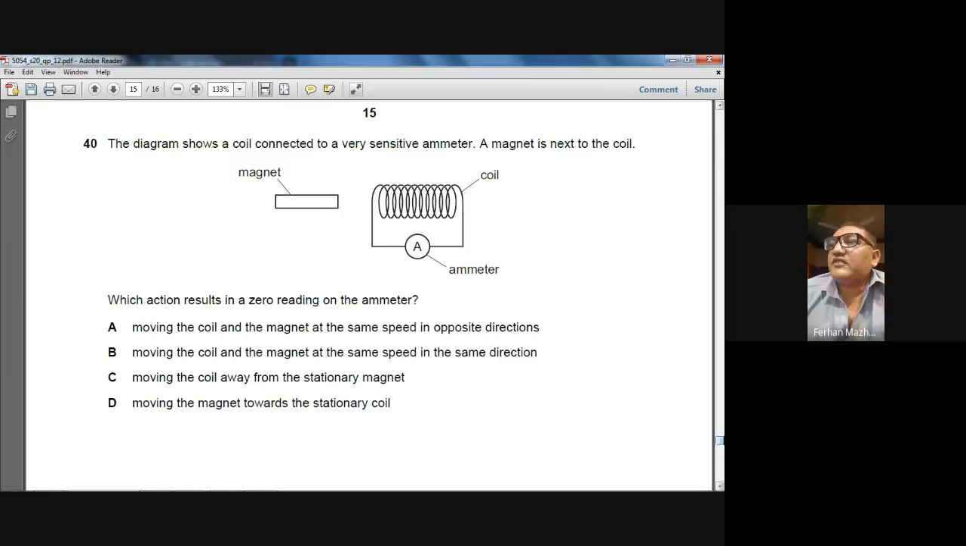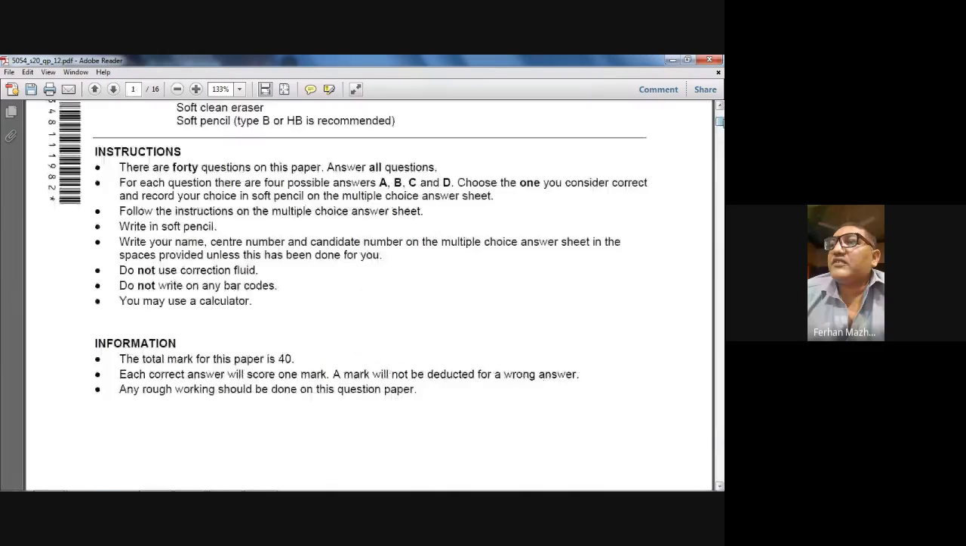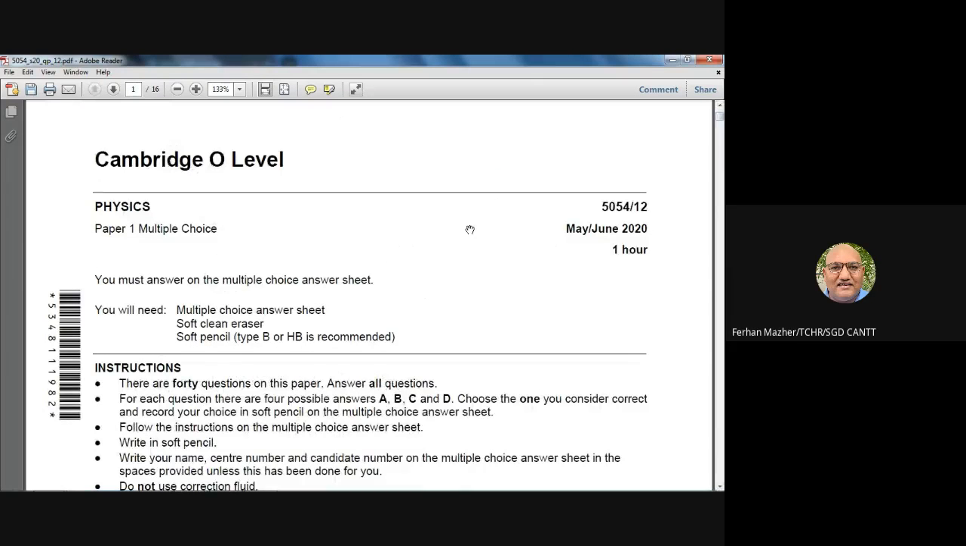My dear students, so we are done with this paper. This was May, June 2020, paper 1-2. It's an MCQ paper. The subject we were studying is Physics 5054. And this was the 2020 paper, May, June.